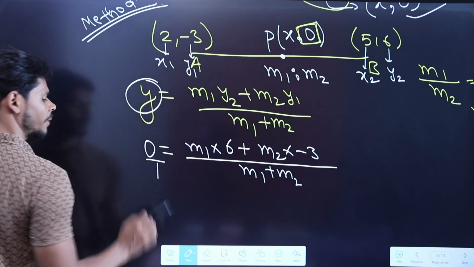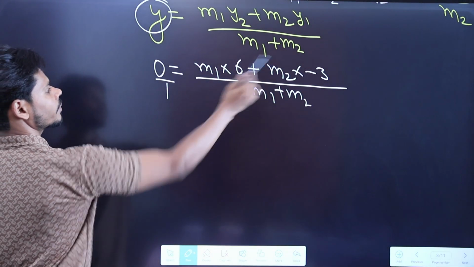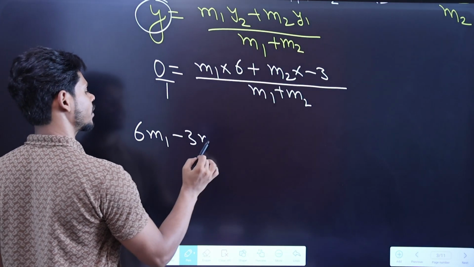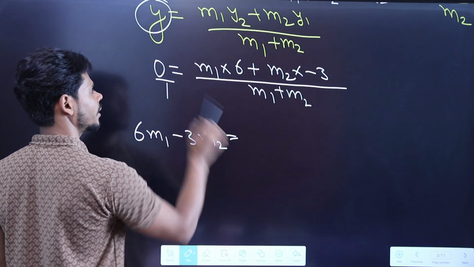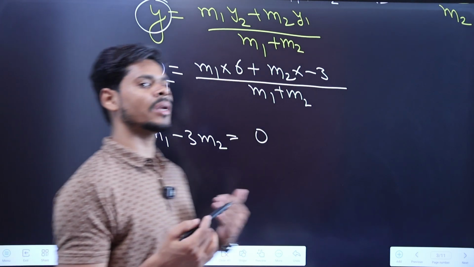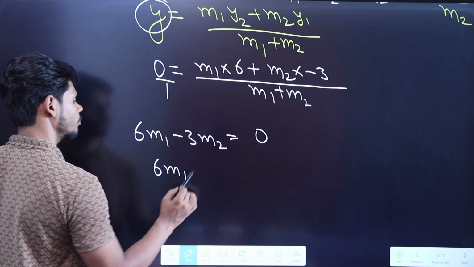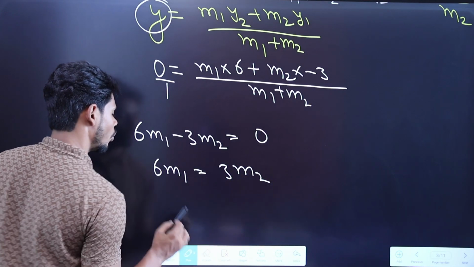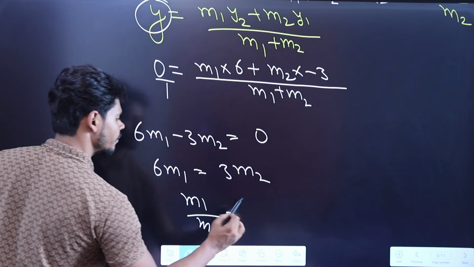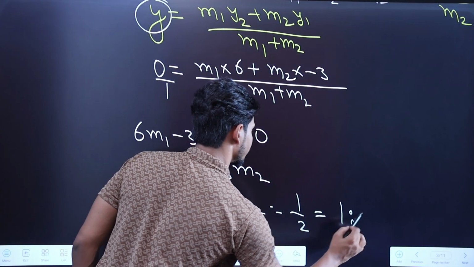If we cross multiply, what do we get? This thing multiplied will become 6 m1 minus 3 times m2, right? And then if you multiply by 0, it will become 0. Now because we want the ratio m1 upon m2, 6 m1 is equal to 3 times m2, so m1 upon m2, when 6 is divided, becomes 1 by 2, which is nothing but 1:2.